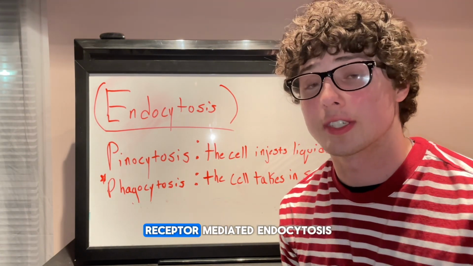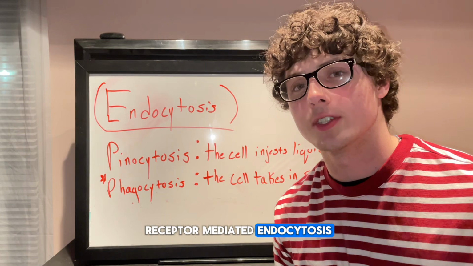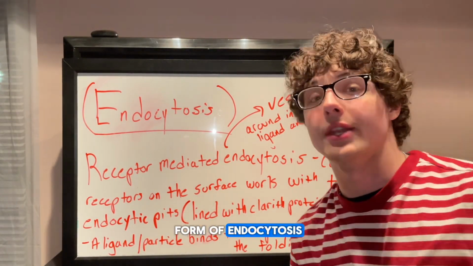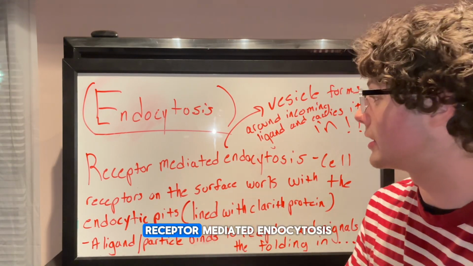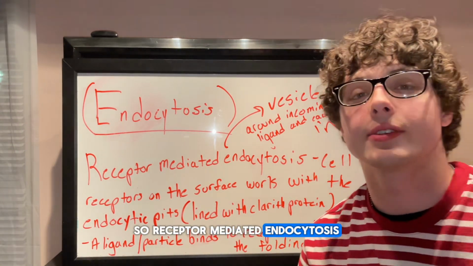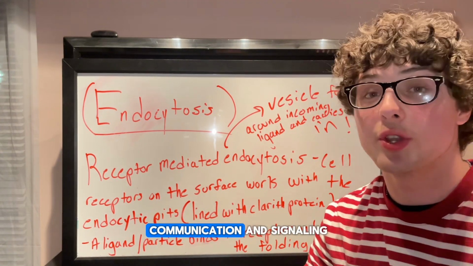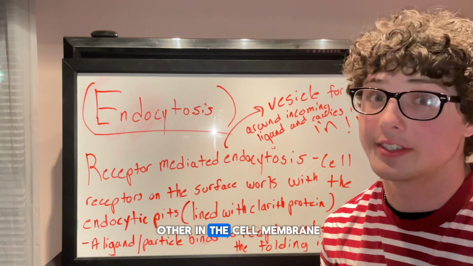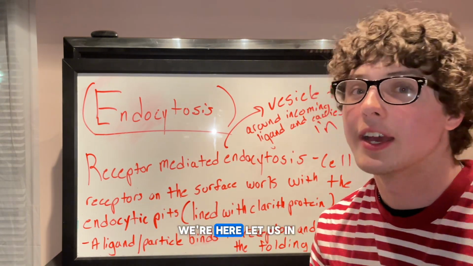So now we're going to get into receptor-mediated endocytosis, which is a little more to take in. For our final form of endocytosis, we will be discussing receptor-mediated endocytosis. It's all working with communication and signaling. It's almost like the proteins are texting each other in the cell membrane. They're like, hey, we're here, let us in.